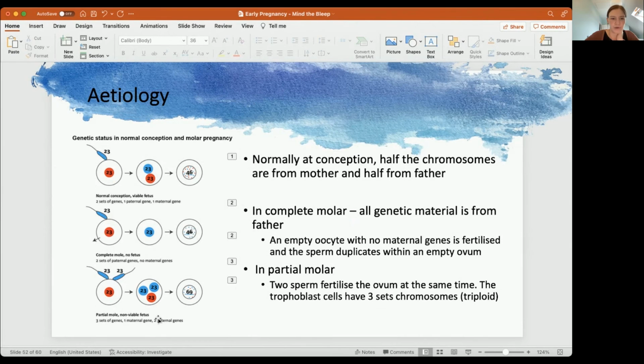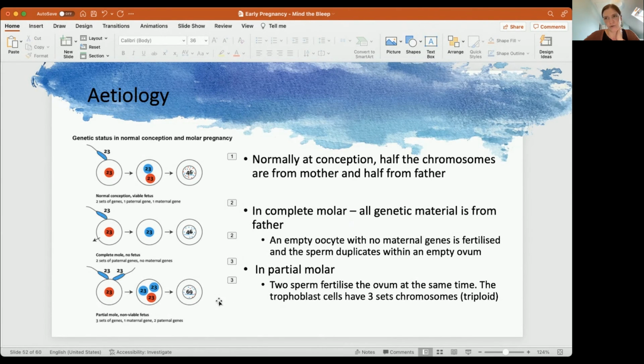And then in a partial molar, you have a normal egg, but 2 sperm fertilize at exactly the same time, pretty much. And then you basically get 3 sets of chromosomes, so triploid. And then you get 69 here, and that is a partial mole.